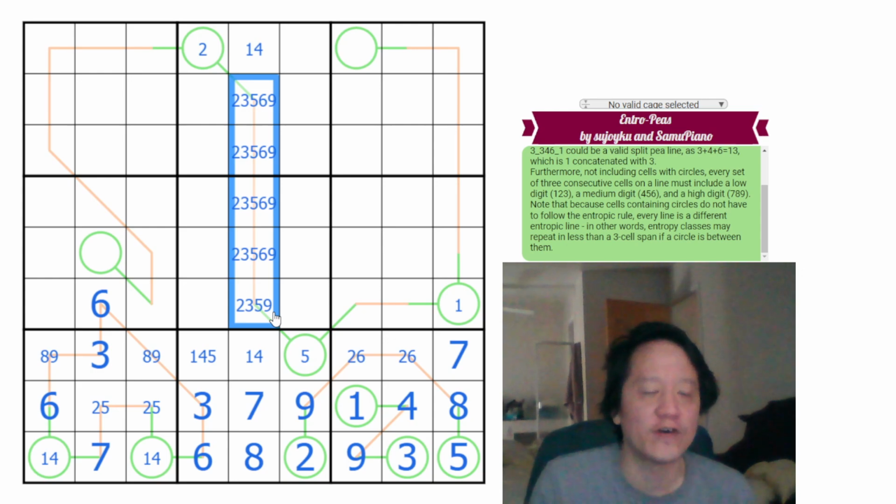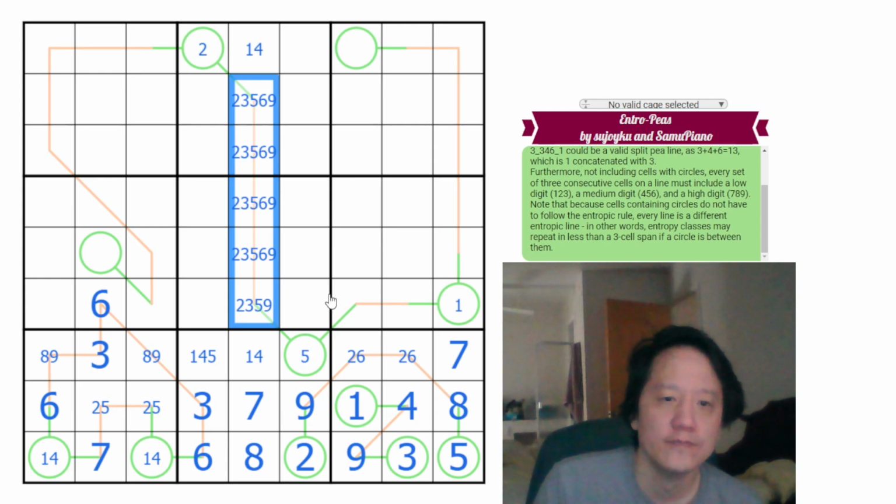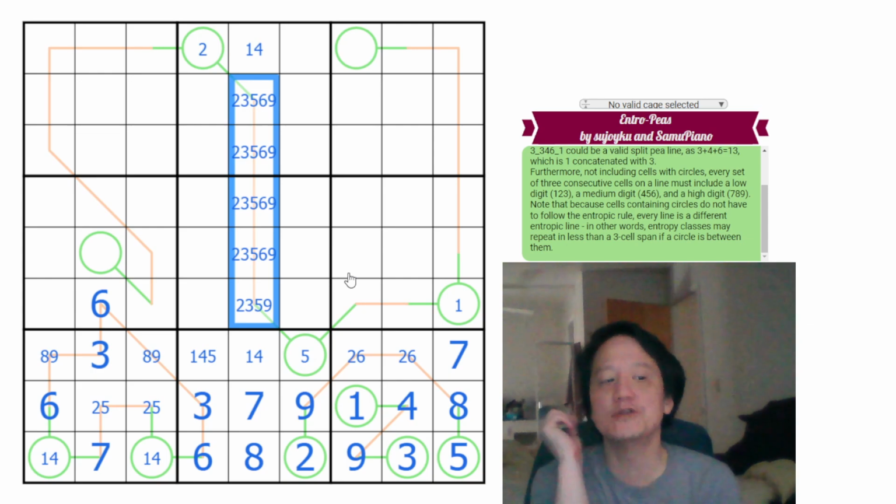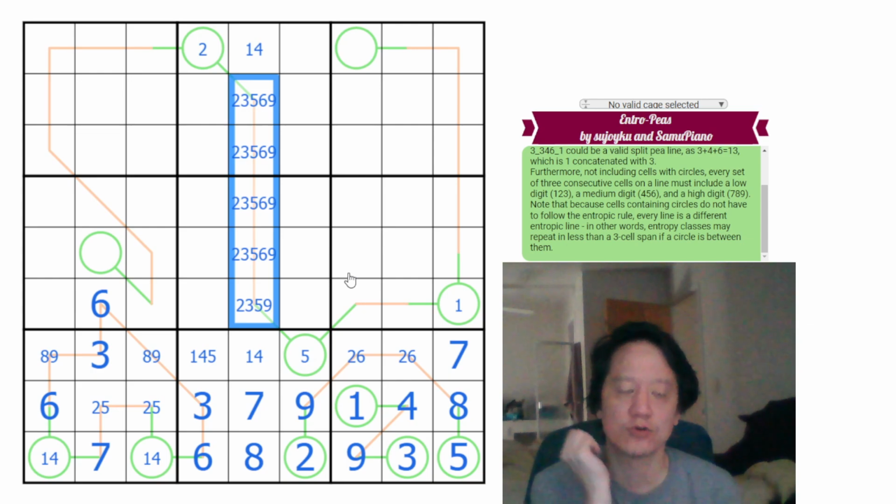What about 2, 5, 6, 9? If you have 1, 2, 5, 6, 9, so 1 and 9 is 10, 5 and 6 is 11, so it'd be 21... sorry, 1, 2, 5, 6, 9 does not work.